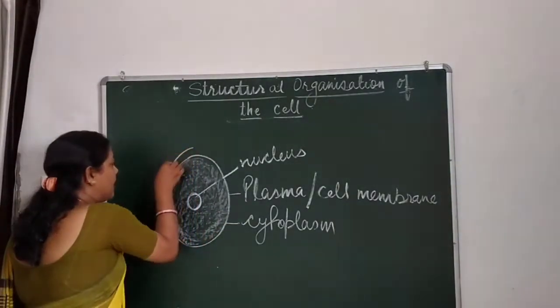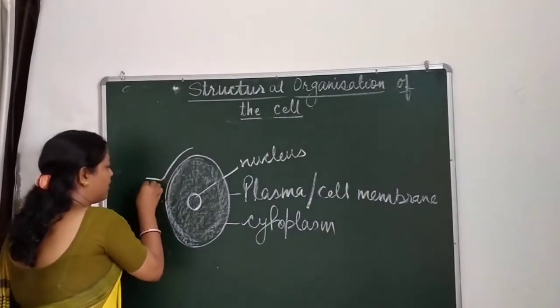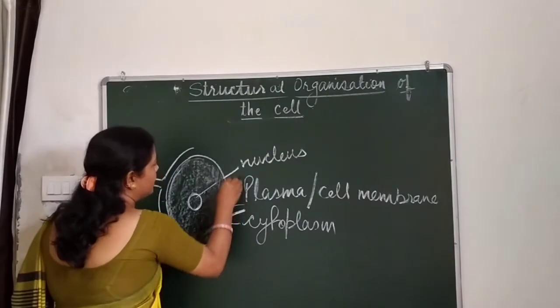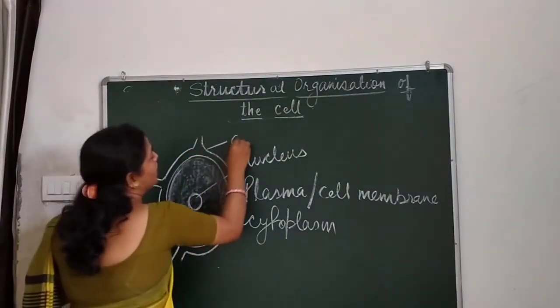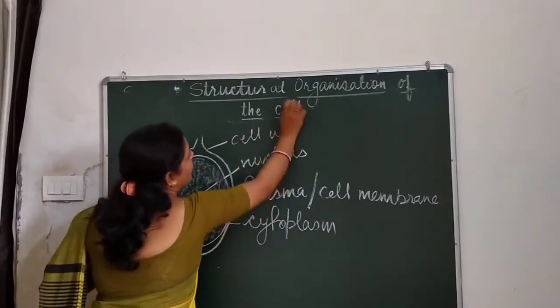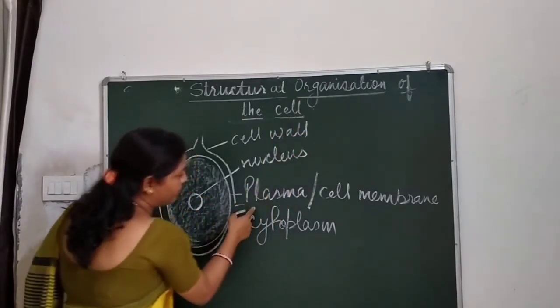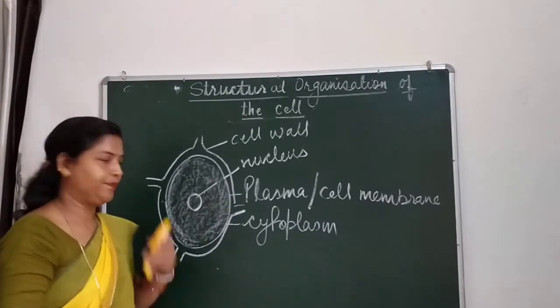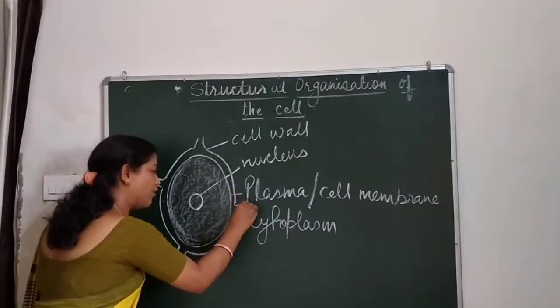This is the external most covering of the plant cell, called the cell wall. What is it called? It is called the cell wall. Means the cell membrane or plasma membrane is the second layer of the plant cell.